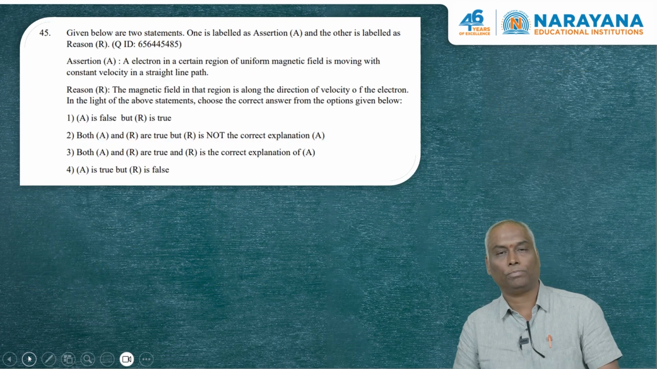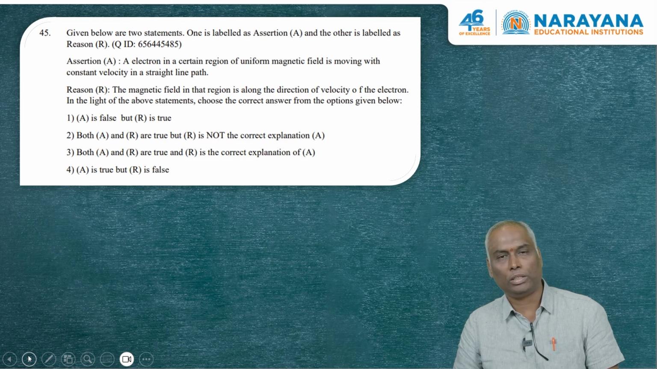Question number 45. An electron in a certain region of uniform magnetic field is moving with a constant velocity in a straight line path. Generally, whenever assertion reasoning questions are given, in most cases A will be an independent statement. But here, statement A is dependent on R. So we cannot judge the validity of statement A unless we read statement R. What does statement R say? The magnetic field in that region is along the direction of velocity of the electron.